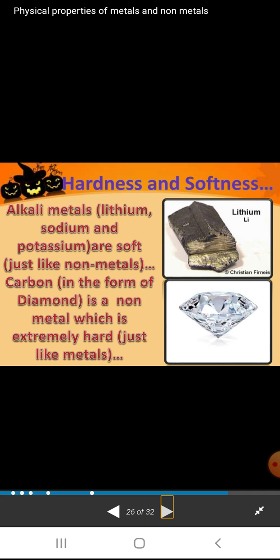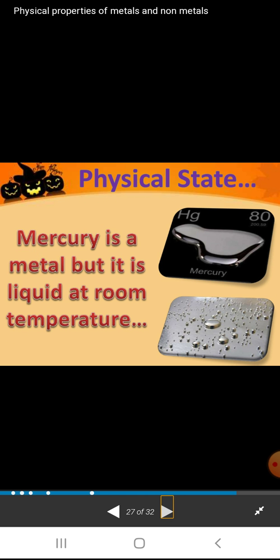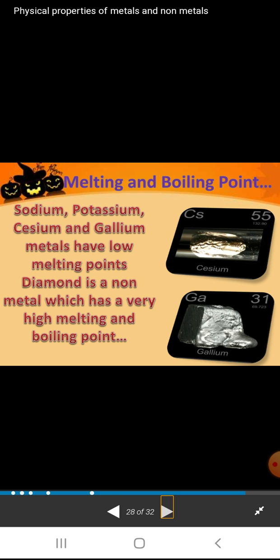Hardness and softness. Alkali metals, that is lithium, sodium, and potassium, are soft just like nonmetals. Carbon in the form of diamond is a nonmetal which is extremely hard just like metals. Physical state. Mercury is a metal but it is liquid at room temperature.